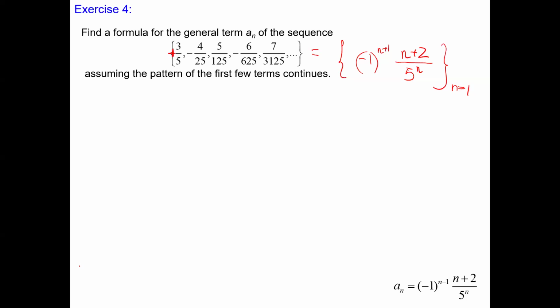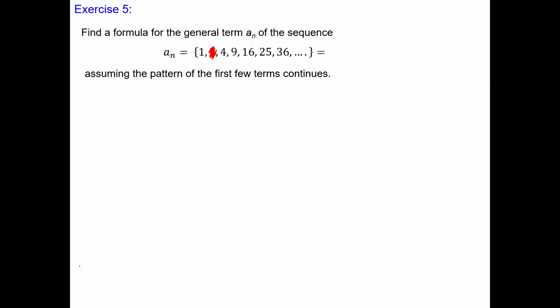Okay, let's do the next example. This one you can try to do on your own. I made a small typo; we don't need this number. We have 1, 4, 9, 16, 25, 36. Please pause the video and find the pattern. You probably know the pattern, but I will not provide it at the moment. You will check the video for the formula.